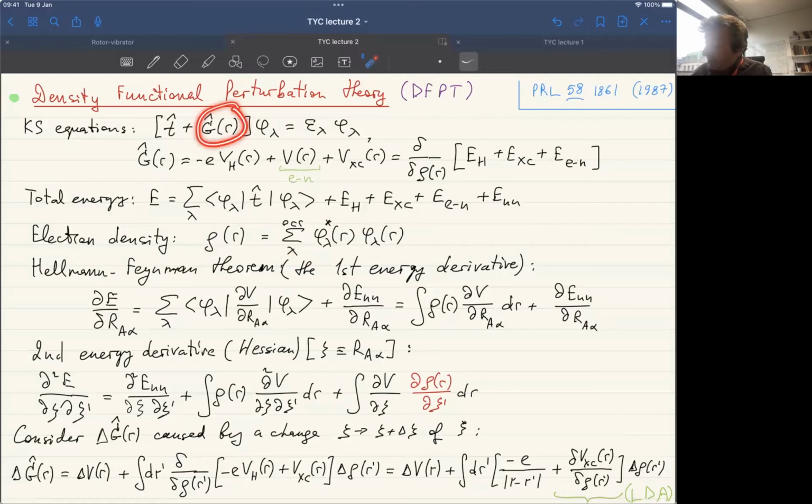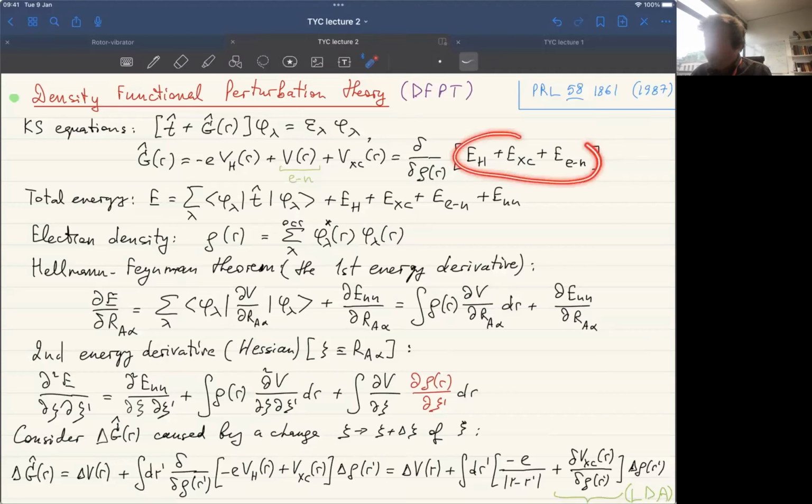The Kohn-Sham potential can be actually obtained as so-called functional derivative of these three contributions to the total energy: Hartree contribution due to electron-electron attraction, exchange correlation contribution, and due to a term associated with the interaction of electrons with nuclei or atomic cores.